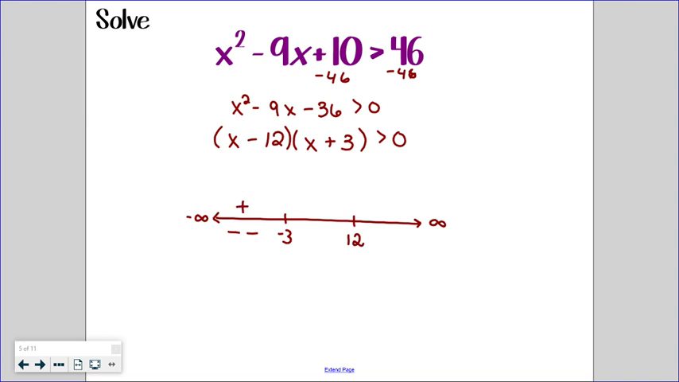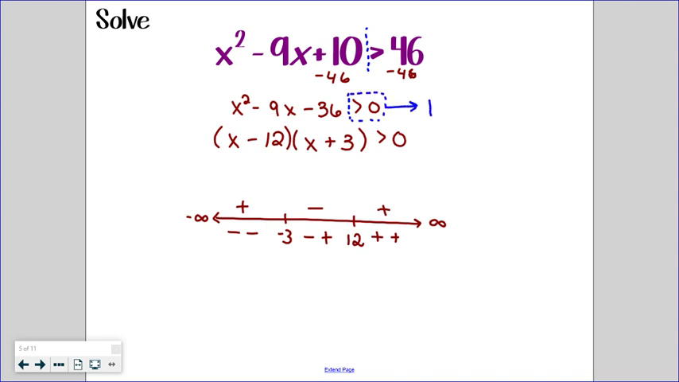Something between negative 3 and 12 would be like 0. 0 minus 12 is negative. 0 plus 3 is positive. A negative times a positive is negative. Something bigger than 12 would be like 100. 100 minus 12 is positive. 100 plus 3 is positive. And a positive times a positive is positive. So then let's go read our inequality. Oops, let's look at this one right here.